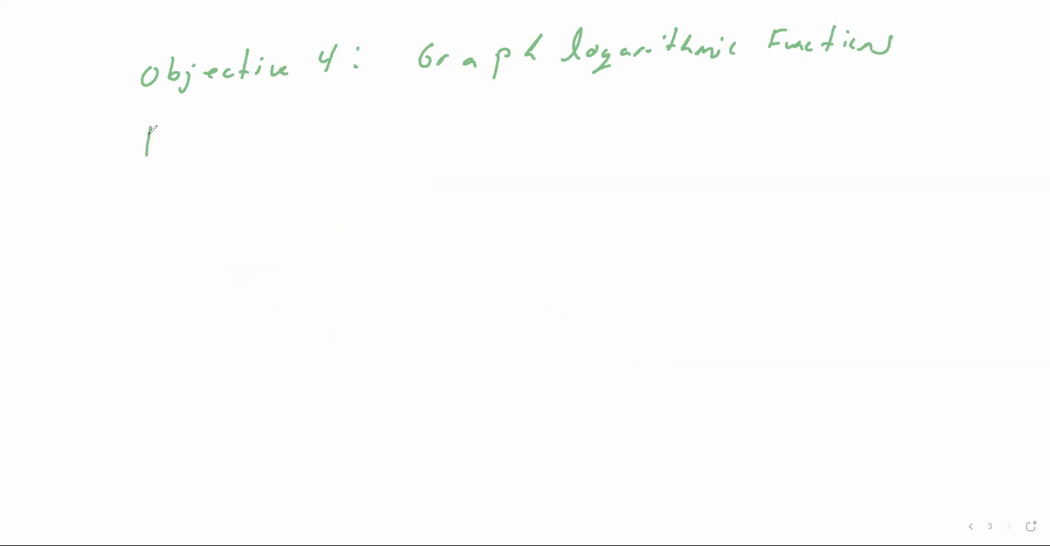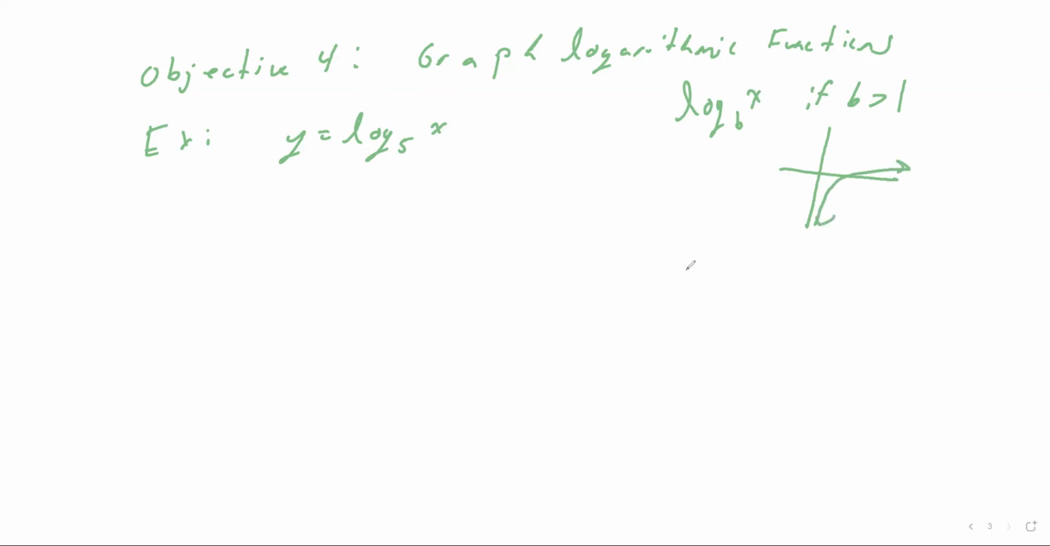And so our first example here is y equals log base 5 of x. One thing we need to note is the log base b of x formula. If b is greater than 1, we will get a function like this. It will be some type of growth. If b is less than 1, we'll get a function like this, where it's a decay.